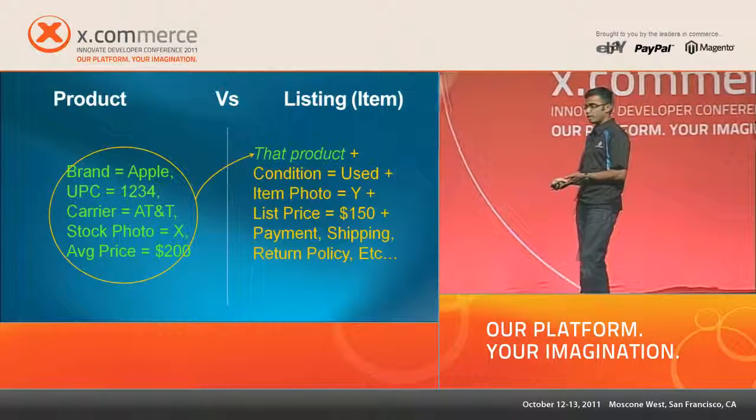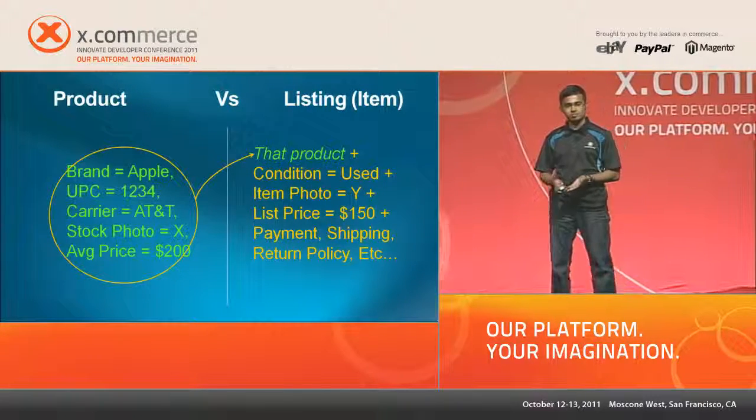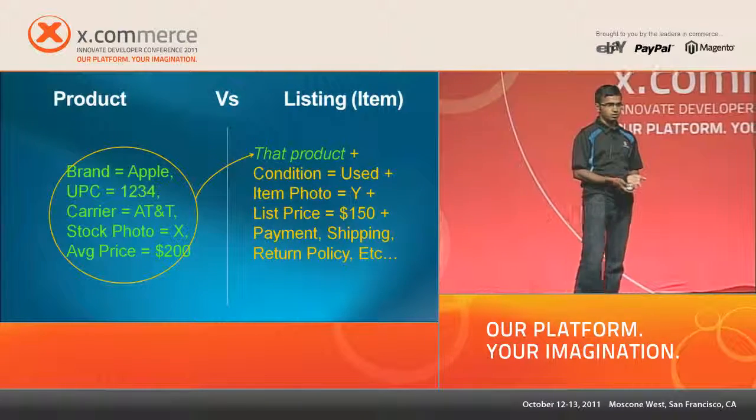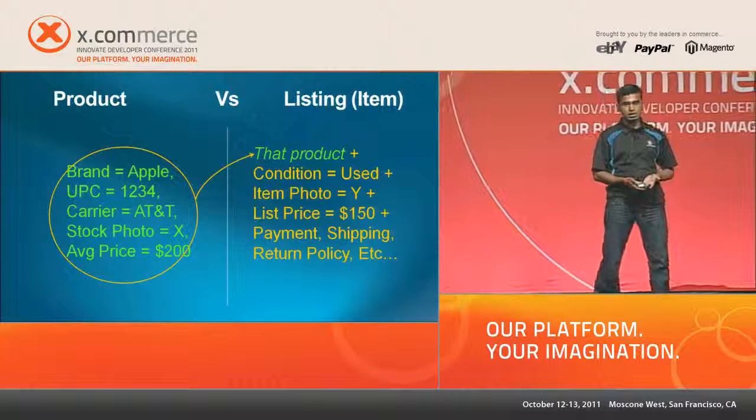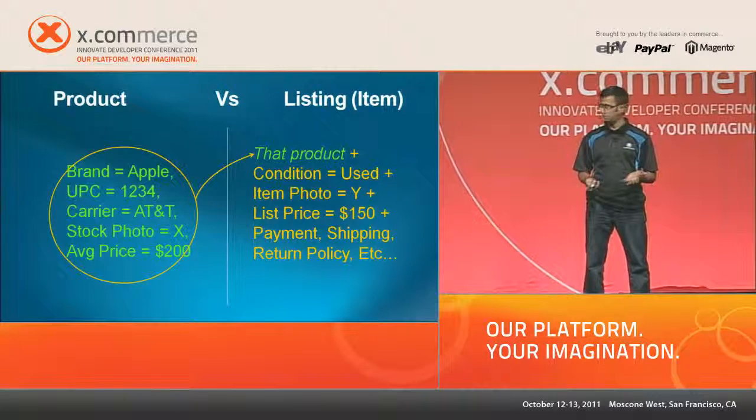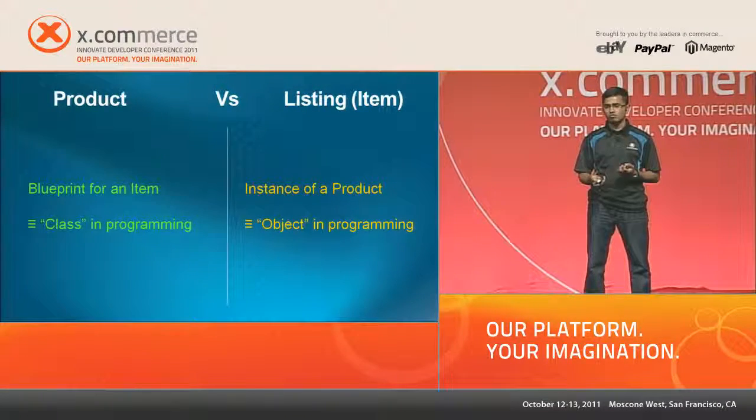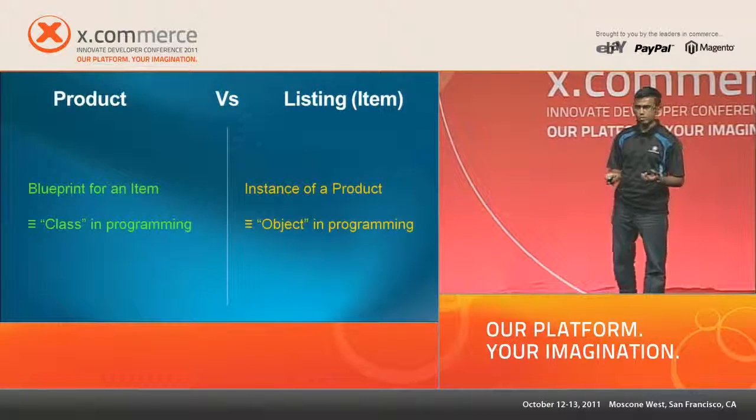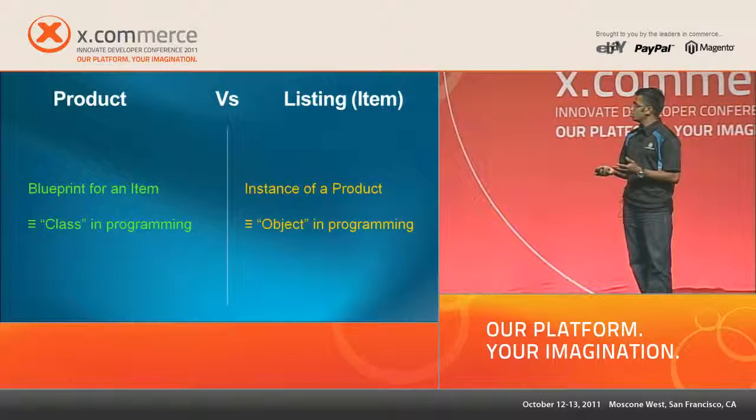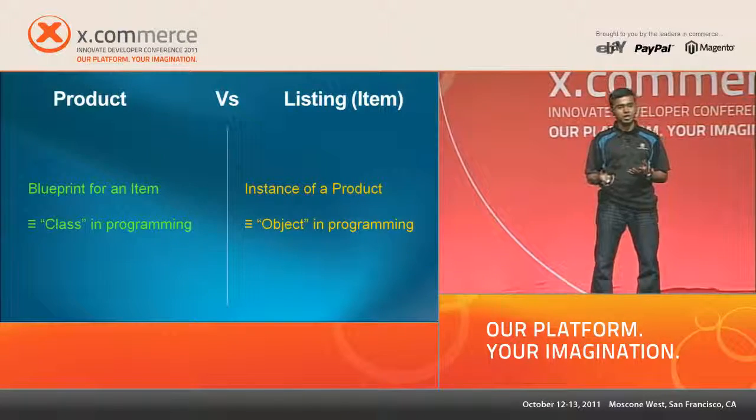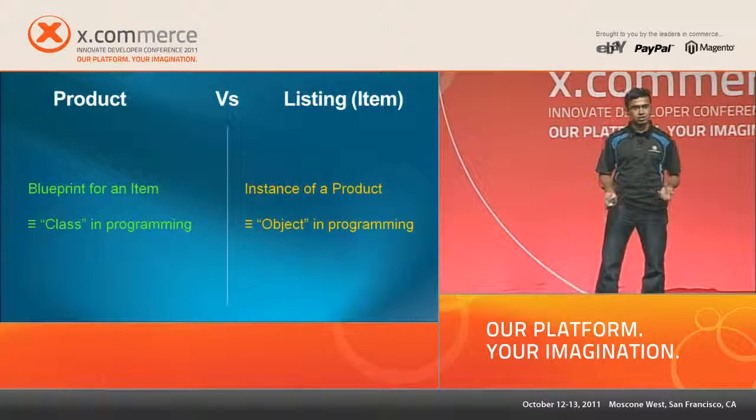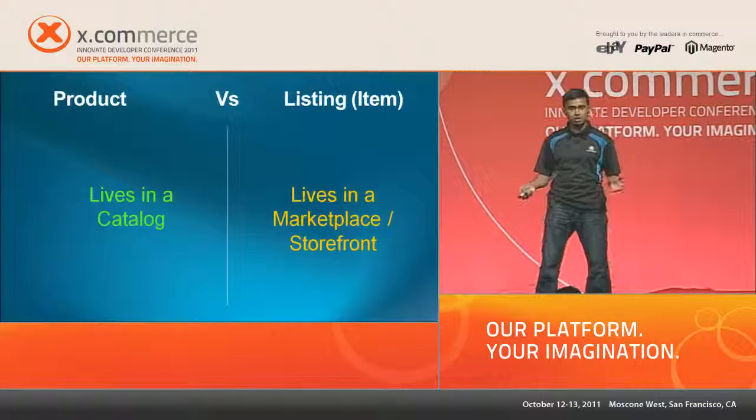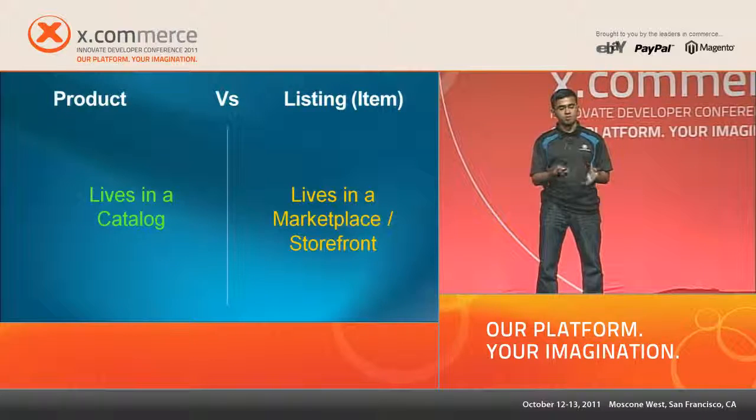And I also need to supply all other information needed to complete my transaction, things like my return policy or payment information or shipping and so on and so forth. And as a lot of you probably are developers, you may think of a product as a class in object-oriented programming, and an item is almost like an instance of that class or an object. And finally, products live in a catalog, and items or listings live in a marketplace or a storefront.